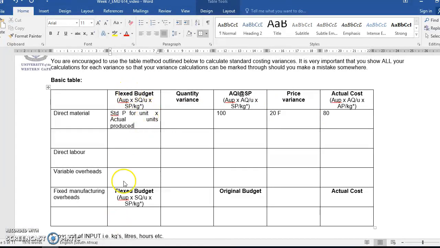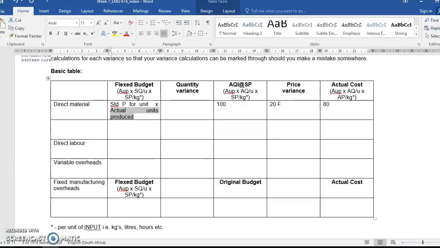So everything in this column will be standard price for 1 unit multiplied by the actual units produced. The only difference is for labor it will be the standard price of labor for 1 unit. For variable overheads it will be the standard price for variable overheads for your 1 unit, and fixed overheads will be the standard price of fixed overheads for 1 unit. But each of the items in this column will be multiplied by actual units produced. Alright, so that is really a high level explanation for this table, and then the difference between this column and that column will give you your quantity variance.